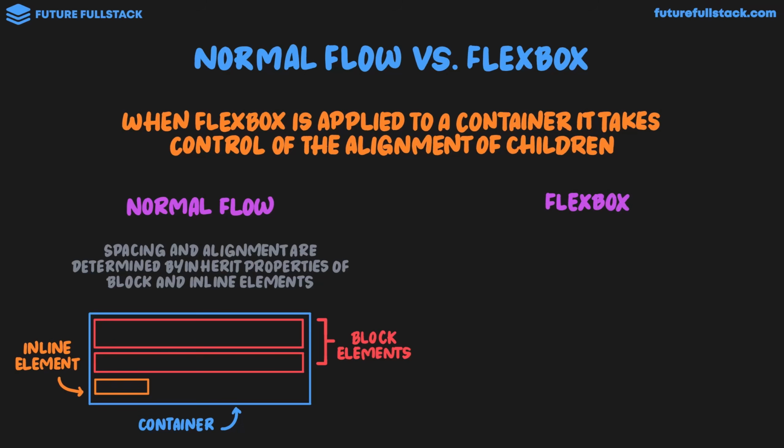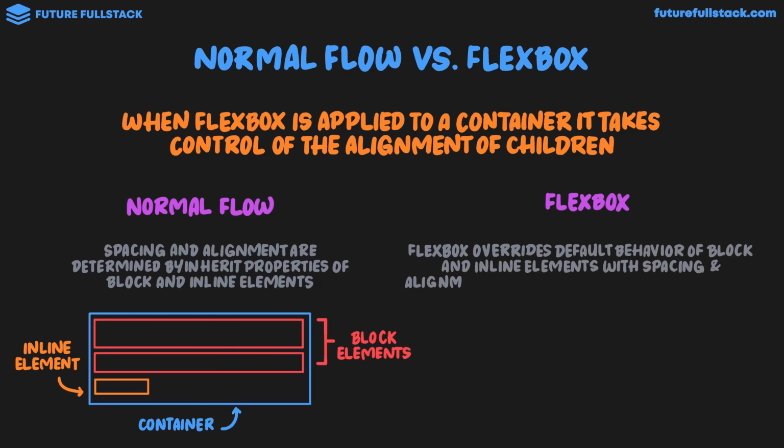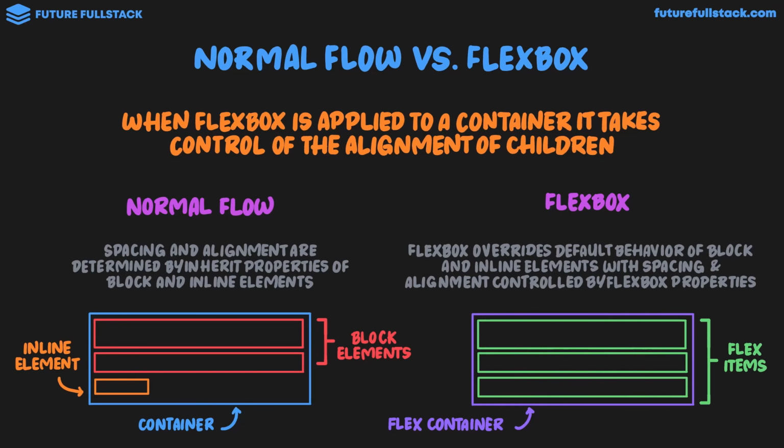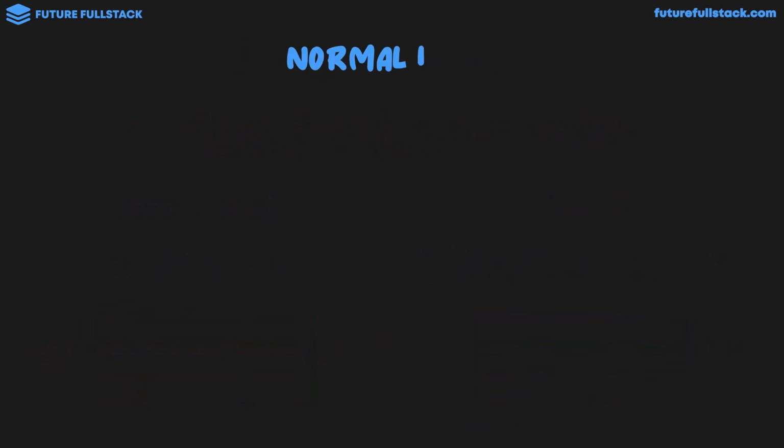Comparing this now to Flexbox. Flexbox overrides default behavior of block and inline elements, with spacing and alignment now controlled by Flexbox properties. So in Flexbox, we have our flex container. And now for the children, we need to think of these not as block and inline elements, but just as flex items. So let's take a deep dive into normal flow.